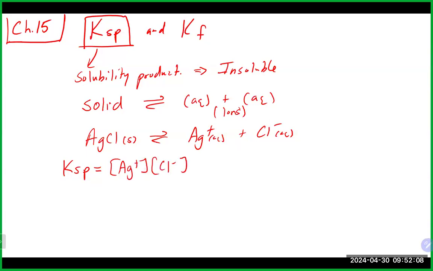We still do the same thing as any other normal equilibrium. If we do have a coefficient, we do have to take that into account and use that as the exponent when we write our KSP. So this KSP would be the concentration of silver times concentration of chloride.